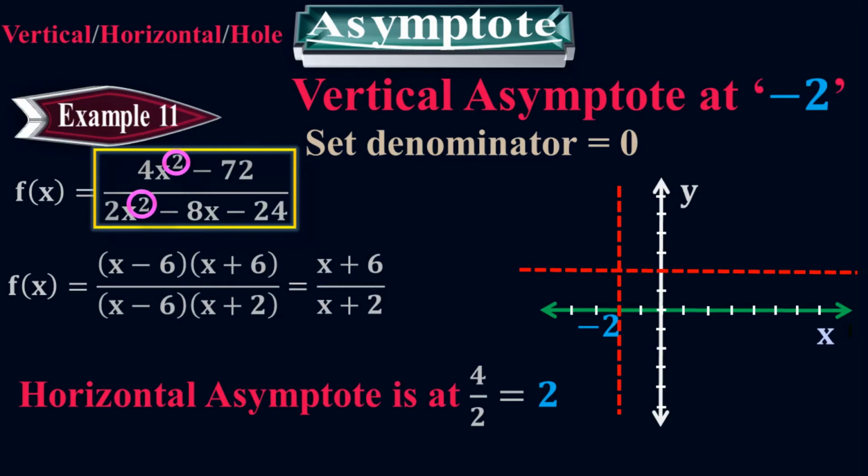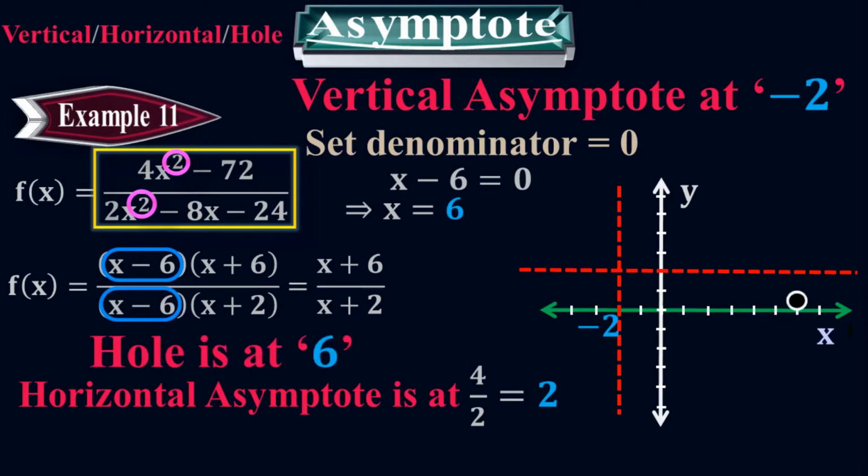But what about the hole? For the hole, you have to set the cancelled factor equal to 0. The cancelled factor is x minus 6. Just set x minus 6 equals 0. After rearranging, you will get x equals positive 6. So exactly at x equals 6, there is a hole. So I can write that the hole is at 6, at x equals positive 6: 1, 2, 3, 4, 5, 6.